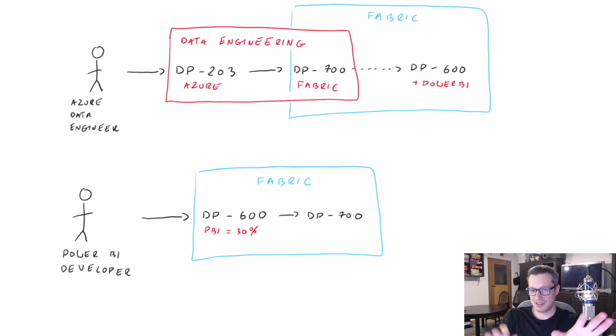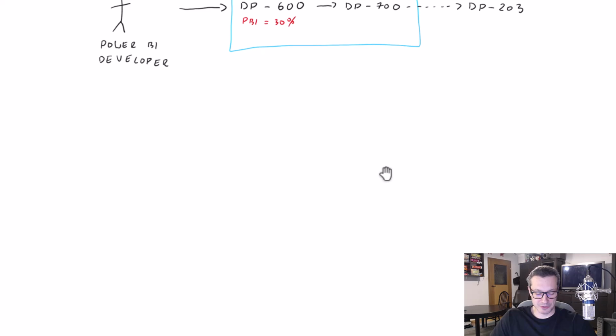Alright, so let's say you passed those two exams. Should you go with DP-203 next? And well, it depends. If you are not doing any data engineering in Azure, not in Fabric but in Azure, then probably there is no point of doing this. But if you do, then optionally go with DP-203 just to certify in that area.